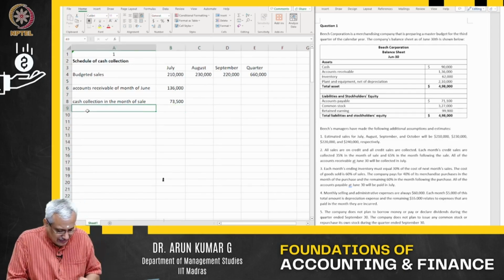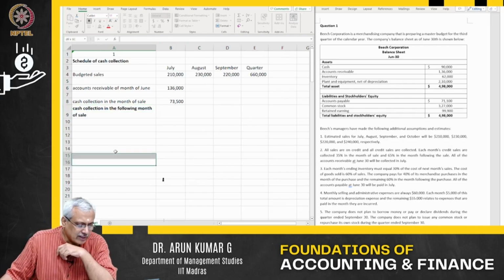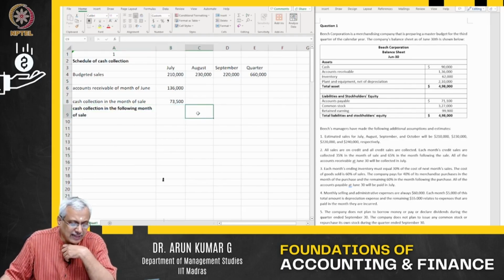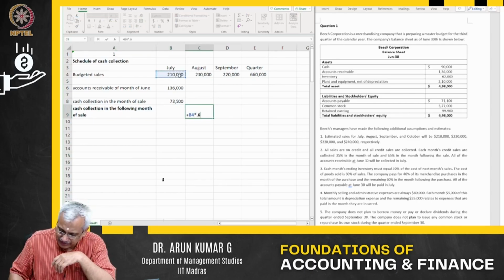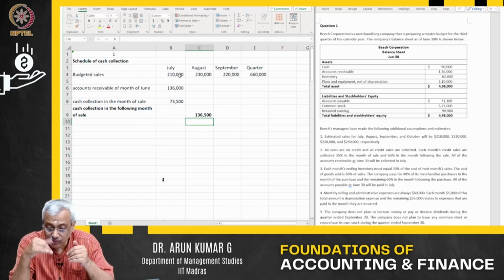Now, what is the cash collection in the following month of sale? That is, 65% of the sales of July is going to be collected in the month of August. That is what I am looking at, 1,36,000 in the following month.